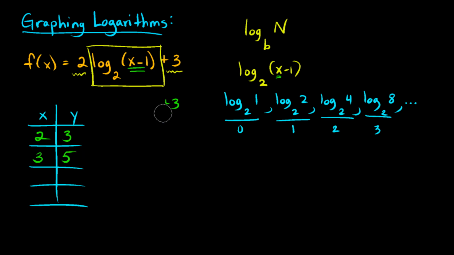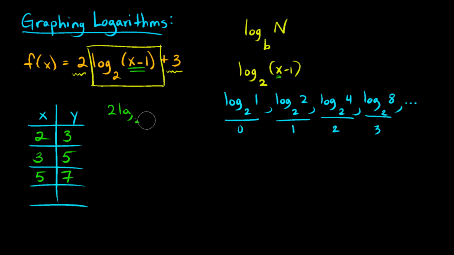Okay, so the next one we want to create is a log base 2 of 4. So what value do I need to plug in? Minus 1, that would give me a 4. Well, 5 would do that, because 5 minus 1 is 4. So I would have 2 log base 2 of 4 plus 3. Log base 2 of 4 is 2. 2 times 2 is 4. 4 plus 3 is 7.